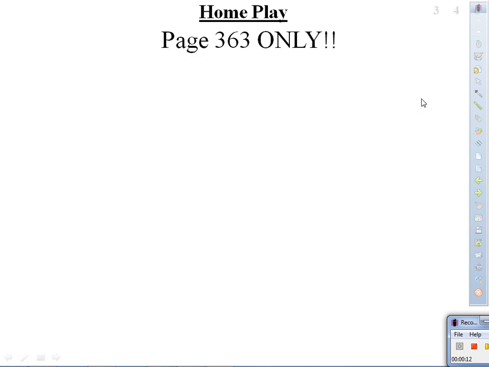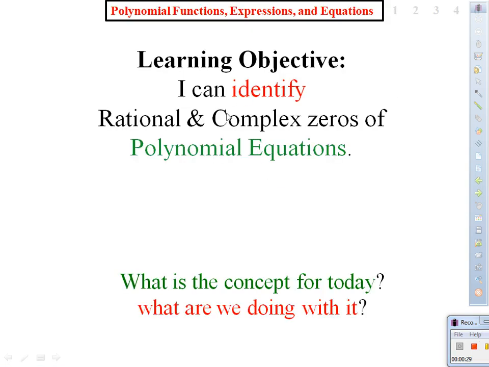Now, the book, once again, does not show a lot of the connections. Today, I'm going to start slow once again. We're going to keep going, and then from there, you'll see how everything connects, all right? Here it goes. Our objective for today: I can identify rational and complex zeros of polynomial equations. Once again, I can identify rational and complex zeros of polynomial equations.